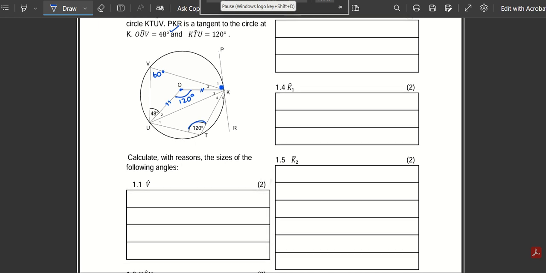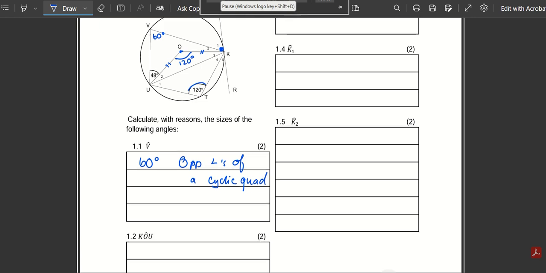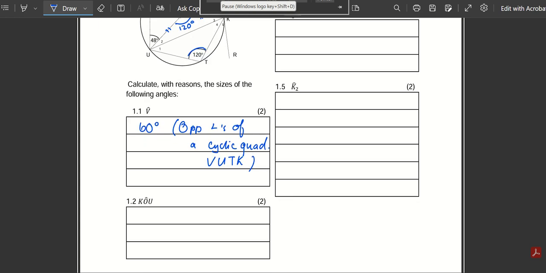Okay, so the first question: calculate with the reason the size of angle V. We can say V is equal to 60 degrees, and the reason there is opposite angles of a cyclic quad, and it would be nice if you can write down the cyclic quad there. The cyclic quad is VUTK. We know that the opposite angles of the cyclic quad are supplementary. So it's 180 minus that 120. You can just put it down like that.